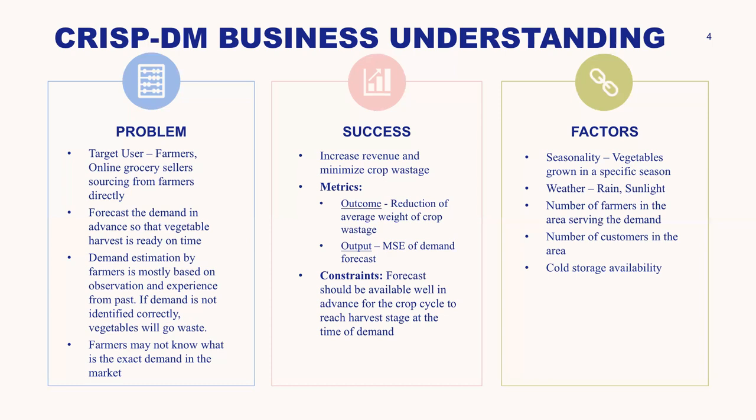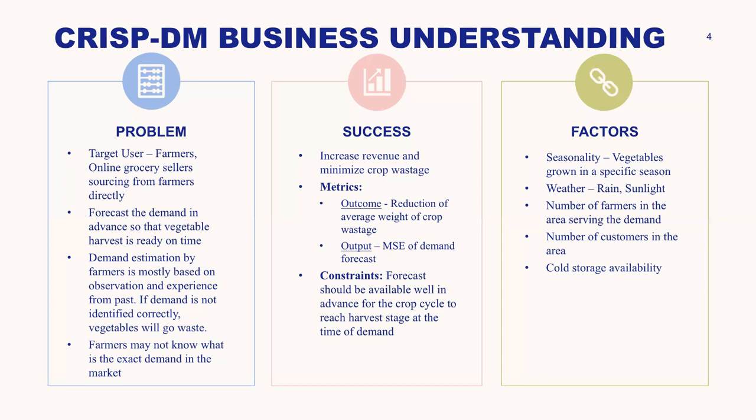So we are establishing success by increased revenue and minimized crop wastage parameters. The metrics would be the reduction of average weight of crop wastage, and the output will be the mean squared error of the demand forecast. The constraints here could be that the forecast should be available well in advance for the crop cycle to reach the harvest stage at the time of demand.